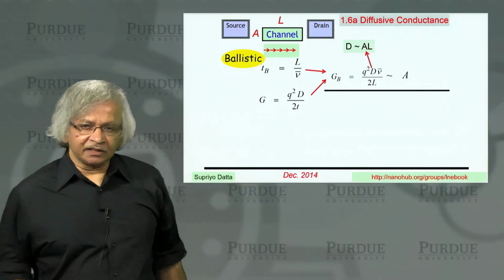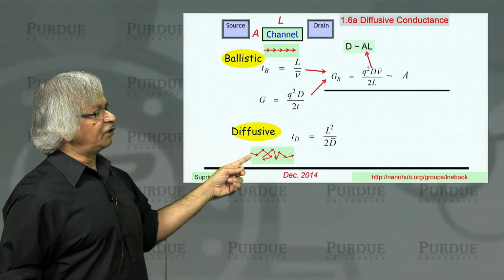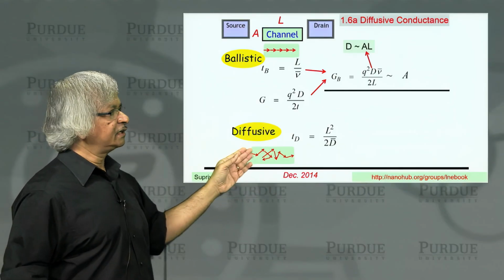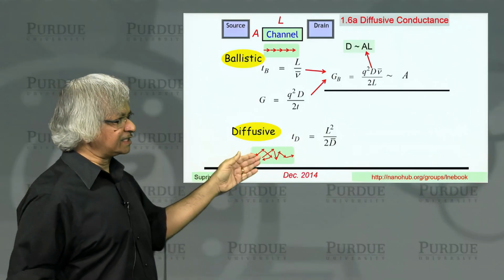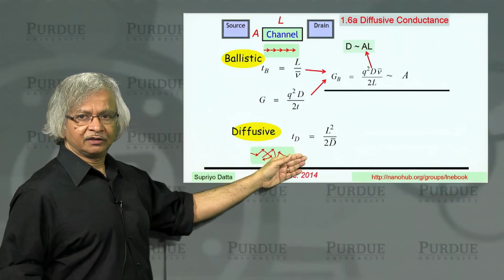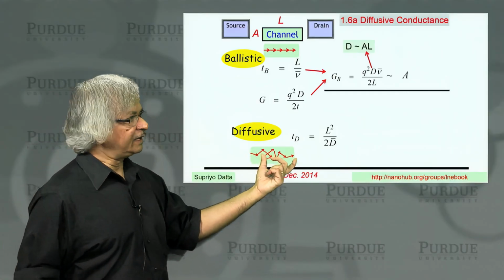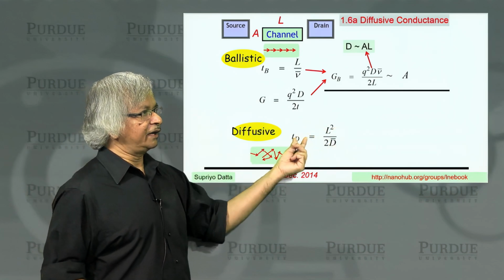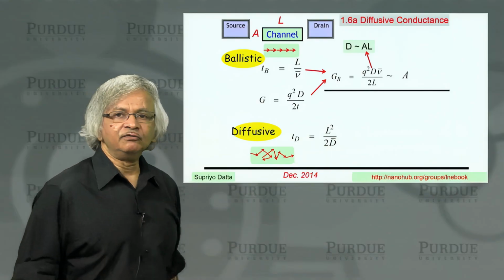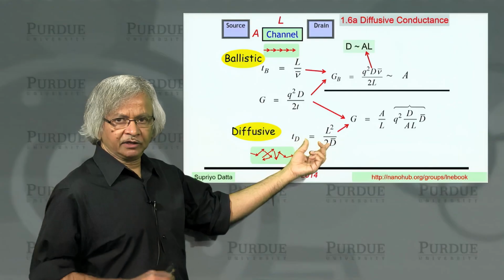For diffusive conductance, we'll do something similar. We'll argue that when an electron follows this diffusive path through a conductor, that is, it doesn't go like a bullet. What it does is hit something, goes off in another angle, hits something else, and eventually gets to the other end. Then the time it takes to cross a length L is proportional to L squared and can be written as L squared divided by 2 times what's called the diffusion coefficient. We'll talk a little more about this in the next slide.